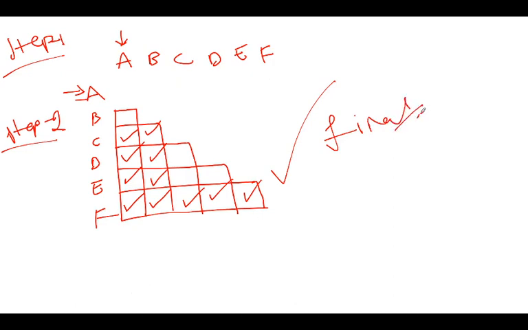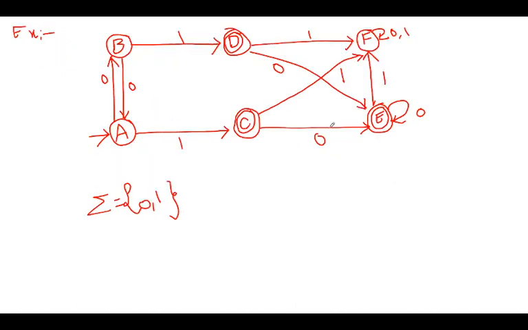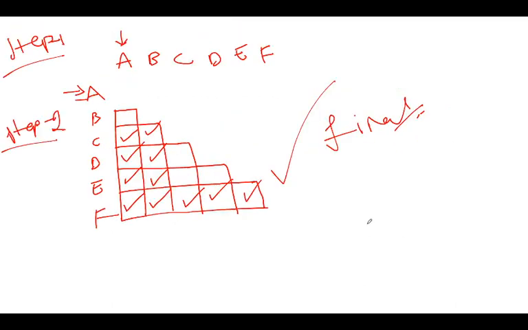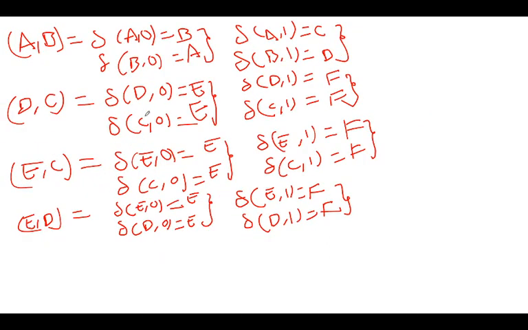Okay, now let's observe that. Now combine all unmarked pairs and mark them as a single state in the minimized DFA. Unmarked pairs: AB is an unmarkable pair, so the procedure ends here. Unmarkable pairs, friends. AB is unmarked.